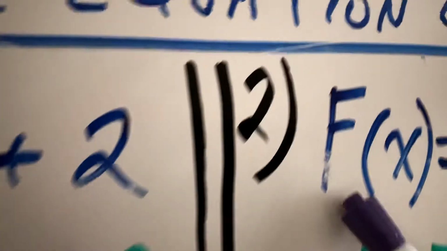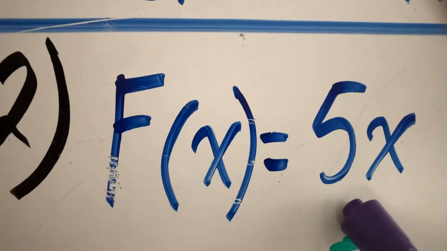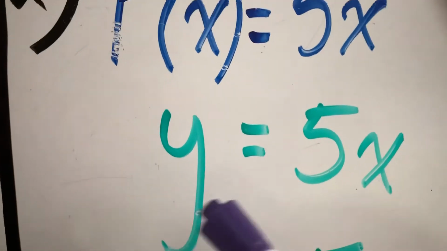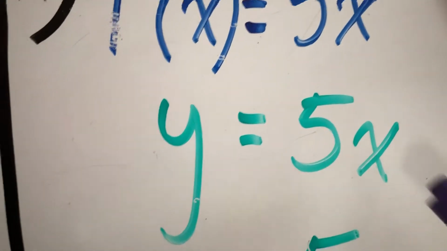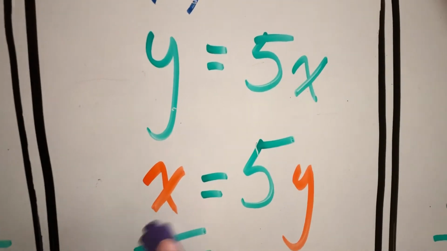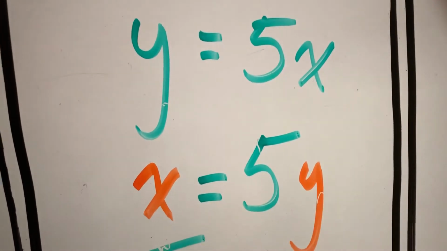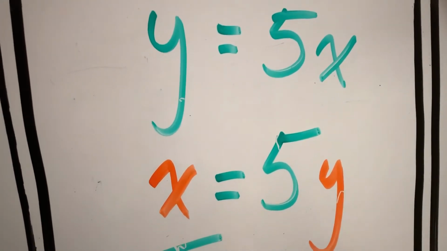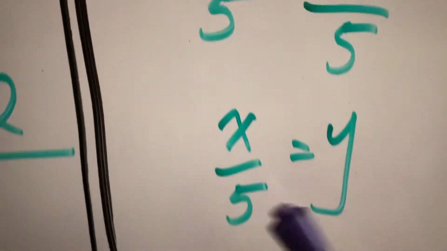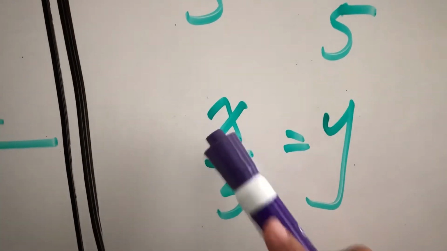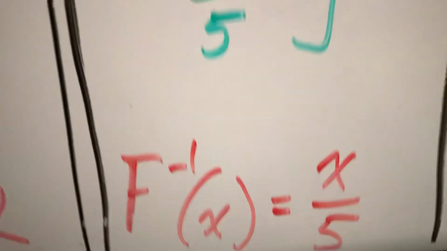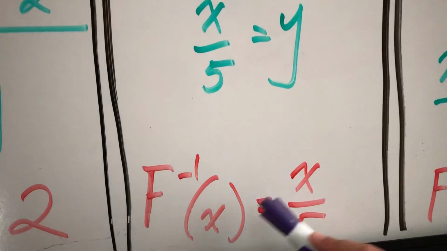Next example. f of x equals 5x. That's the same as saying y equals 5x. So we're going to flip-flop the x and the y, and x equals 5y. What are we going to do to both sides? We're going to divide by 5. We divide by 5 and we get y equals x over 5, which is the same as saying the inverse of x equals x over 5.